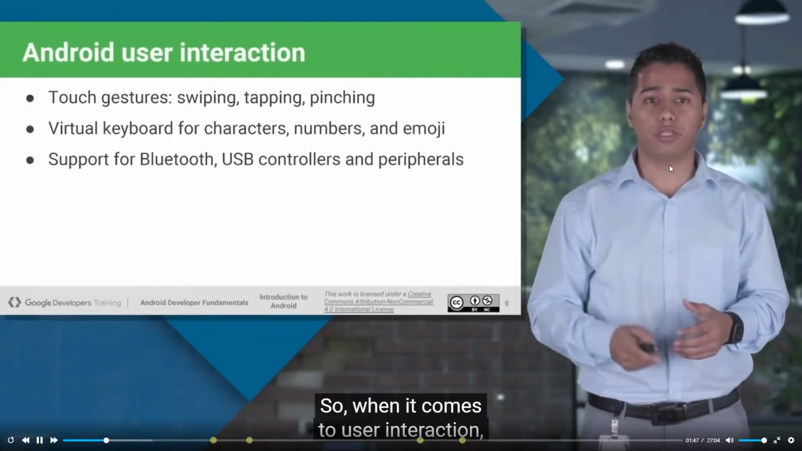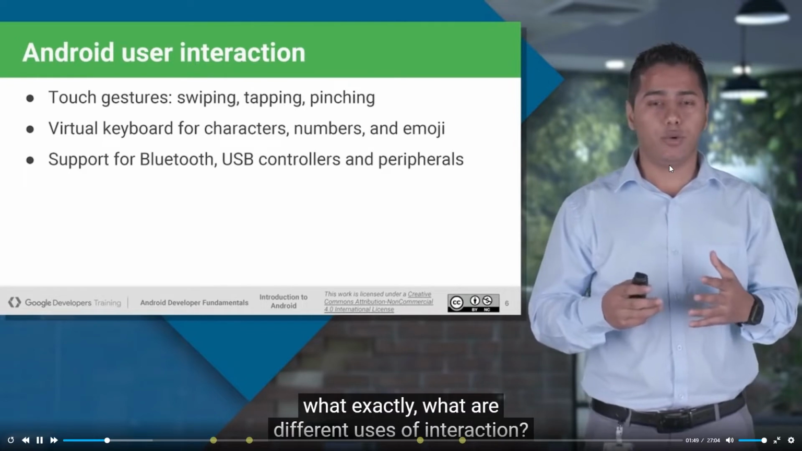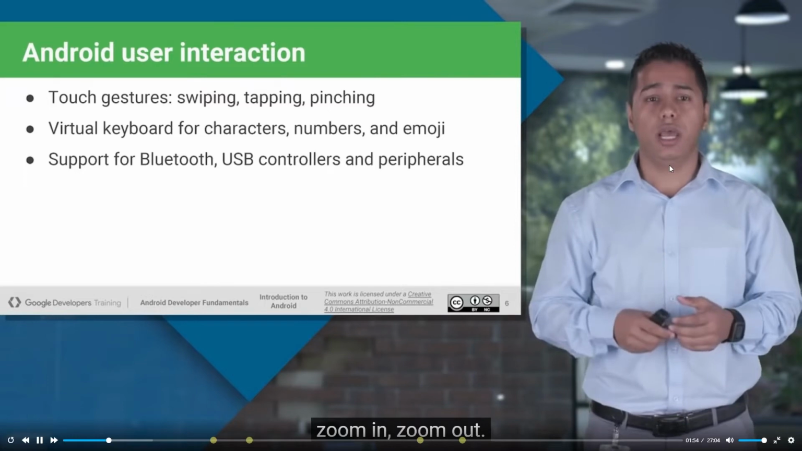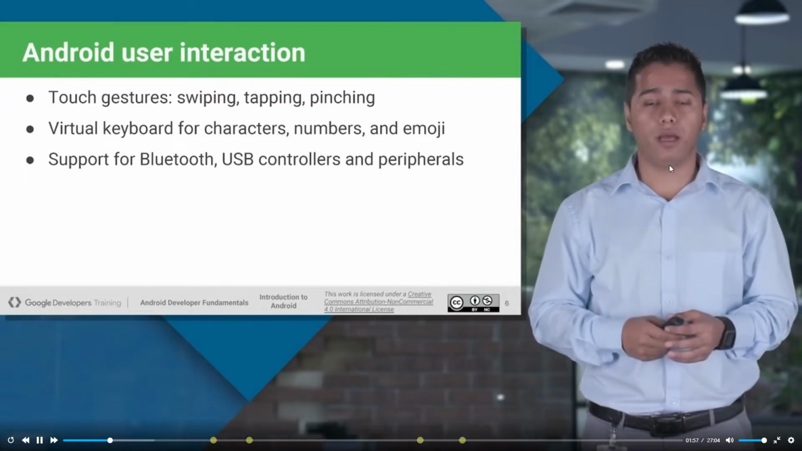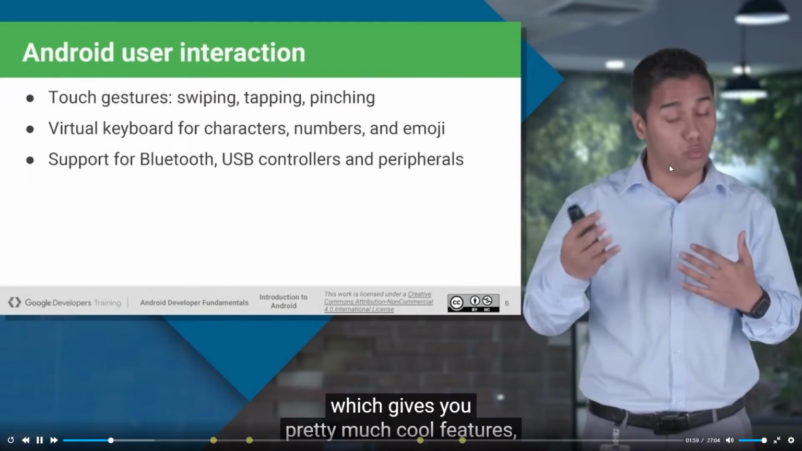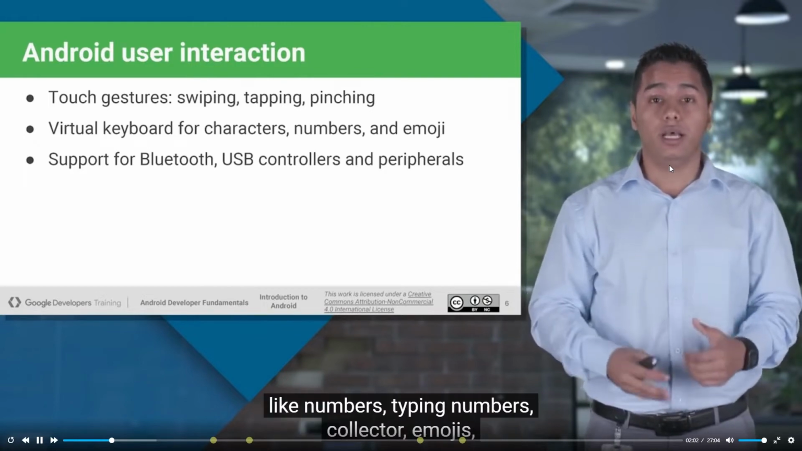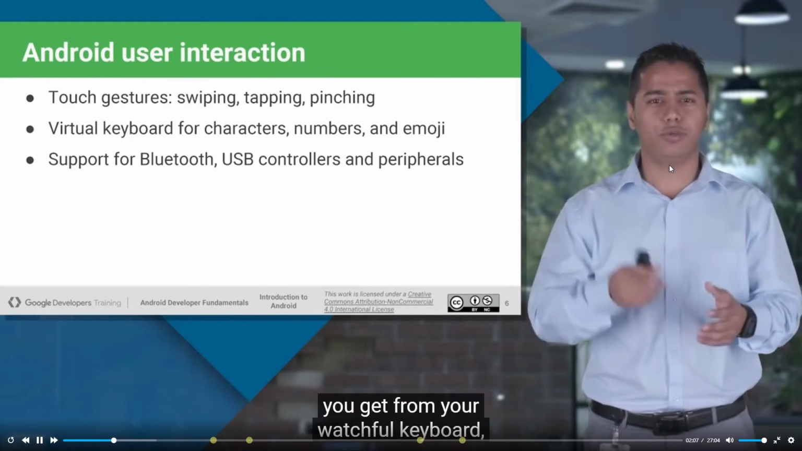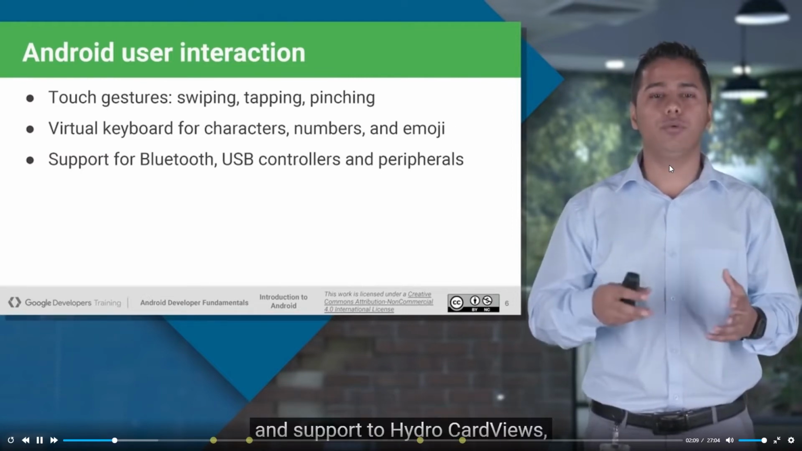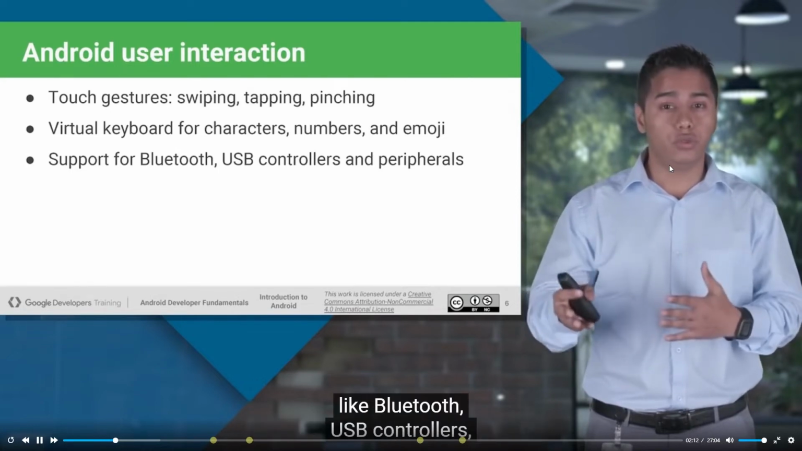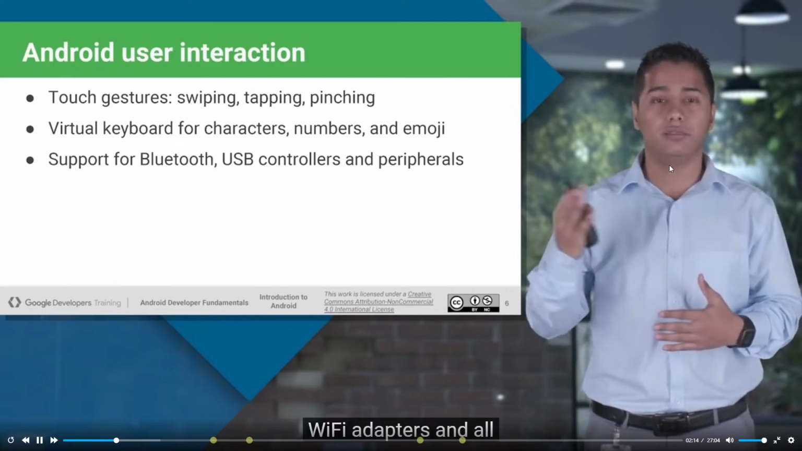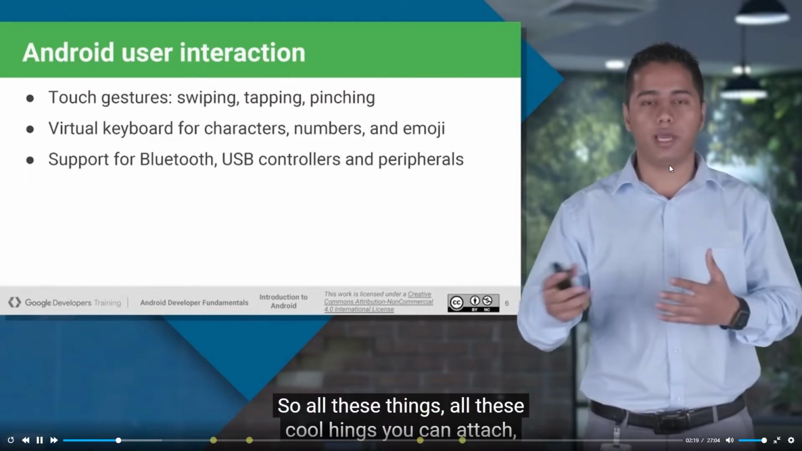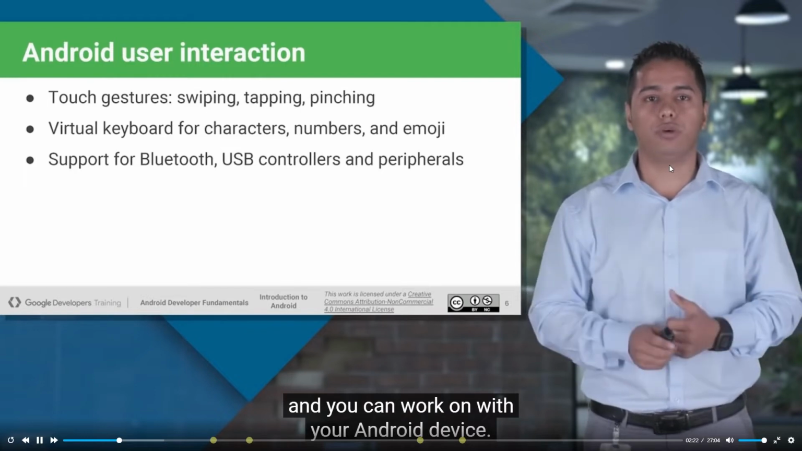So when it comes to user interaction, what are the different user interactions? You can swipe, you can tap, you can pinch, zoom in, zoom out, and we have a virtual keyboard here, which gives you pretty cool features like typing numbers, characters, emojis, all those cool faces you see. You get it from your virtual keyboard, and support for high-tech hardware like Bluetooth, USB controllers, Wi-Fi adapters and all. So all these cool things you can attach and work around with your Android device.